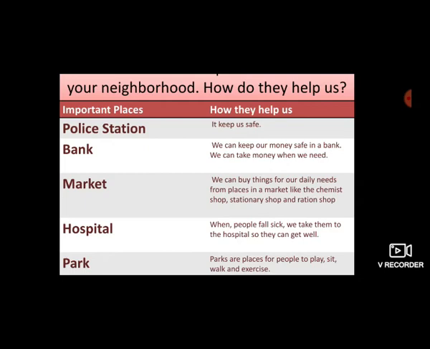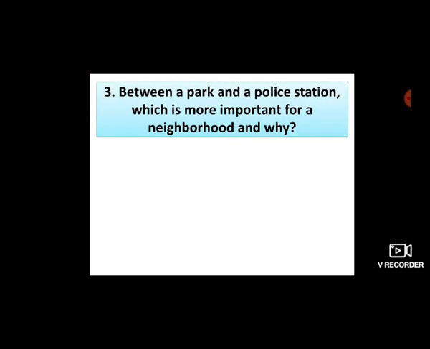Market. We can buy many things for our daily needs such as medicines, pencils, notebooks and ration also. Next is hospital. When people fall sick, they can go to the hospital so they can get well. And the last is park. Park is a place for people to play, sit, walk and exercise. They can do these activities there. Students, if you want to write some other places, you can write that also. Here I have taken some examples only. Okay, now let's move towards the next question.